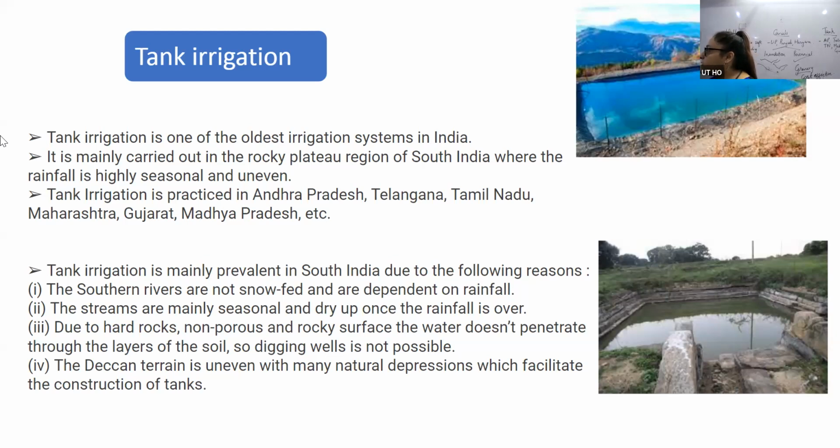The Deccan terrain is uneven. Deccan is what? It's a plateau made of hard rock. It is uneven with many natural depressions which facilitate tanks. Natural depressions means like valleys. So naturally it is a little lower, so it becomes easier to construct a tank over there. Till the time you have water being supplied by those seasonal rivers, water will always be there.